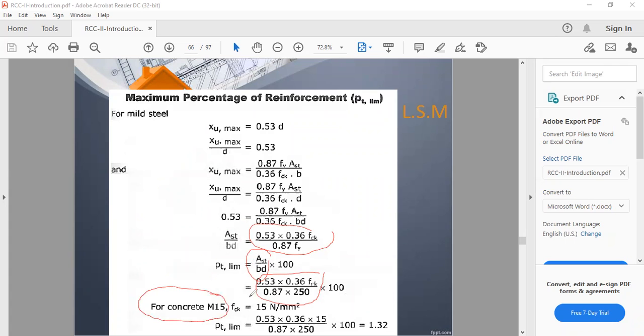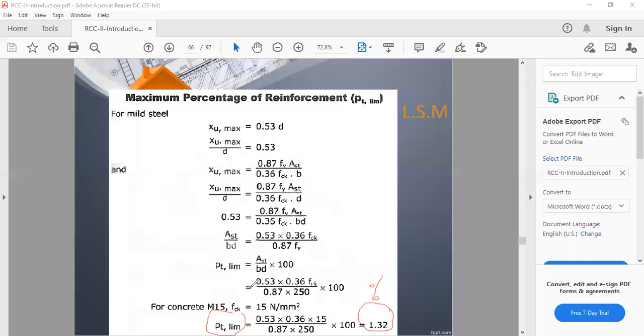Now if you consider M15 grade, the FCK value is 15. So put the value of FCK as 15 and you will get the limiting value, or the maximum percentage of the steel to be applied for M15 grade of concrete. How much? 1.32 percentage. What does that mean? It means that you can provide only up to 1.32 percentage of the steel.